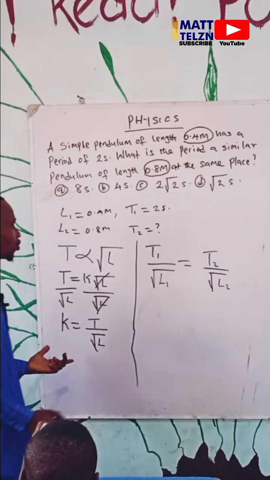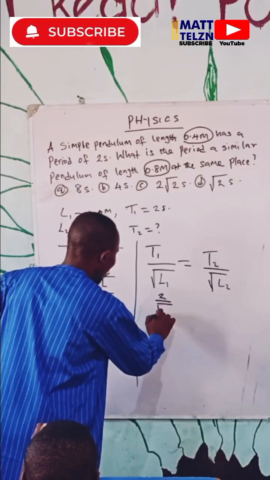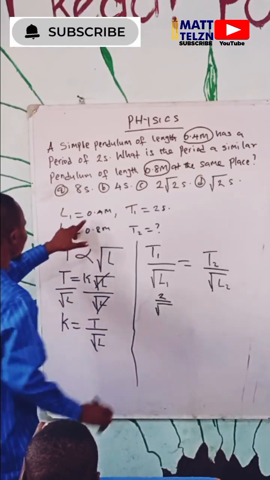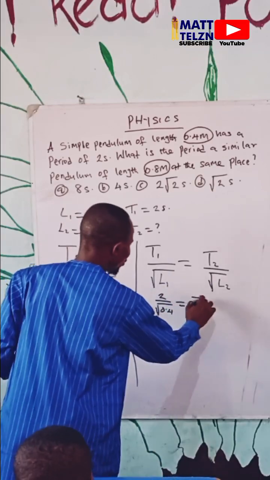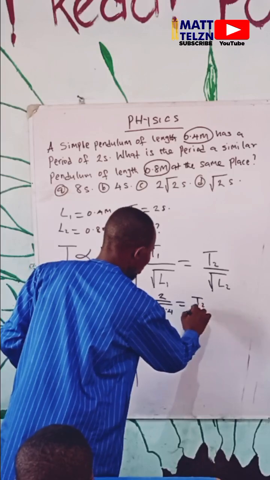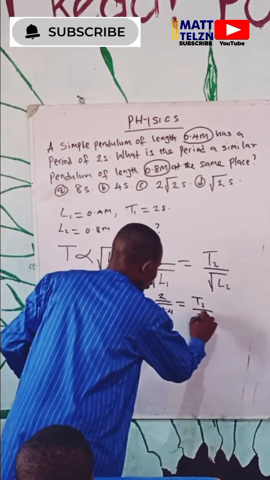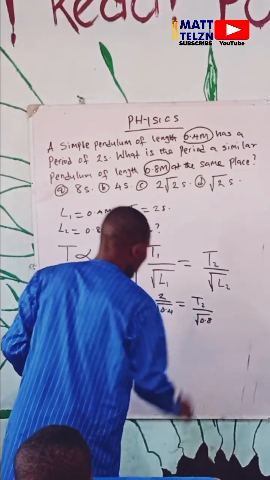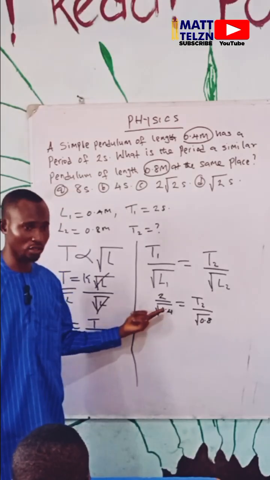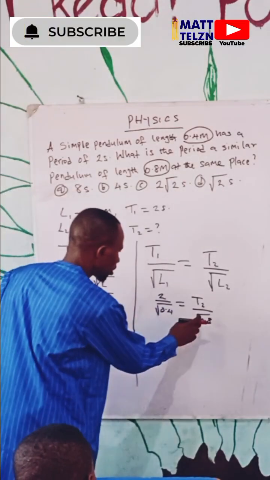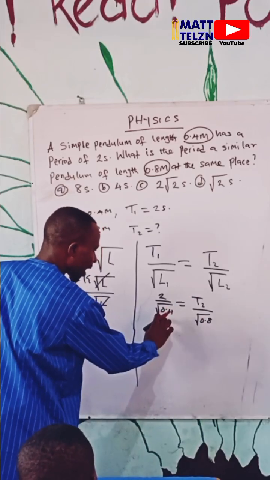So let's substitute our values and see what we have. Our T1 is 2 over root of our L1, which is 0.4, equal to our T2, which we don't know, over root of our L2, 0.8, right? Good. The next thing we are going to do here is cross multiply. Is that clear?